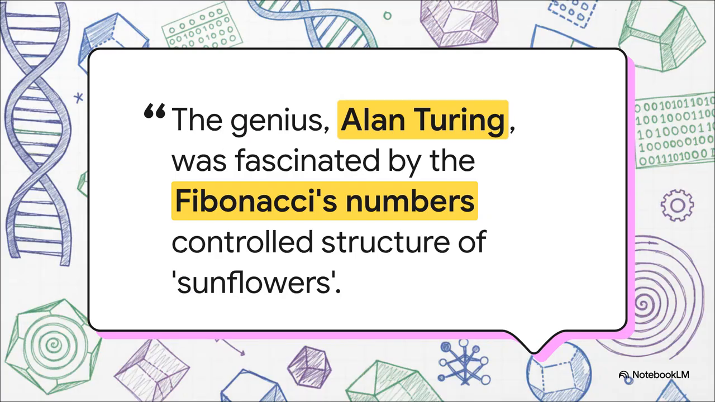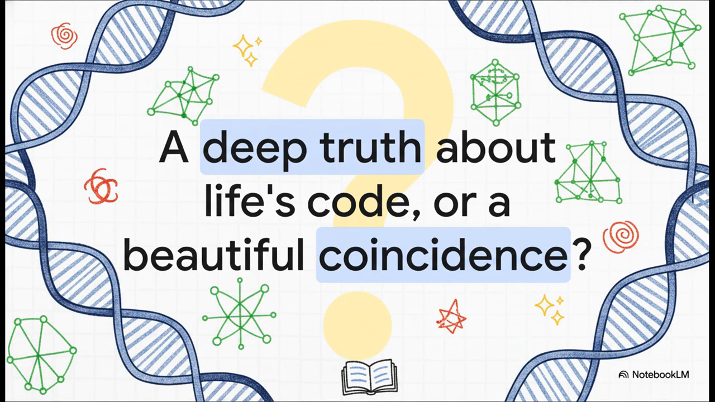The paper wraps up by connecting this whole idea to one of the greatest minds in science, Alan Turing. He was also obsessed with how Fibonacci numbers shape things in nature, like sunflowers. The suggestion here is that the very same mathematical elegance that builds a flower might also be building the code of life itself. Now, more than 30 years later, this theory is still out there, still speculative.